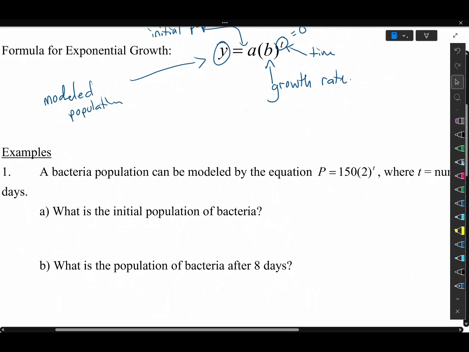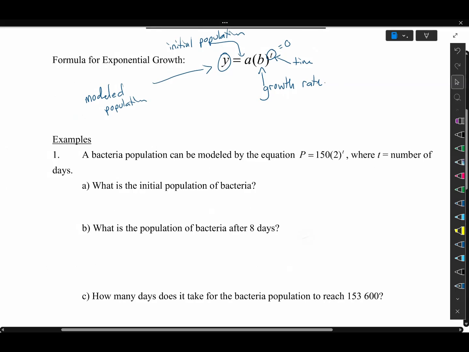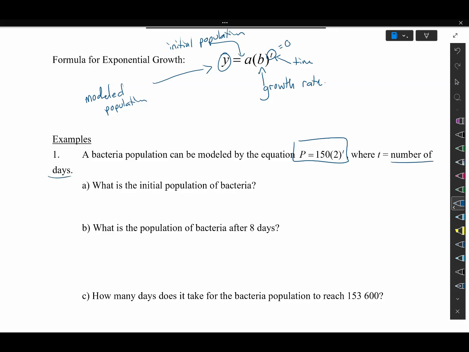So example 1, a bacteria population can be modeled by this equation. P equals 150 times 2 to the exponent t, where t is the number of days. Okay, so they're telling us already what is our period it takes in order for this exponential equation to be modeling our work here. Now the initial population of the bacteria, we can always see, again, that's just the a value. So in this case, that's whatever is multiplying by our power. So here it's just 150. So the initial population, the population before we start modeling, the starting population is 150.